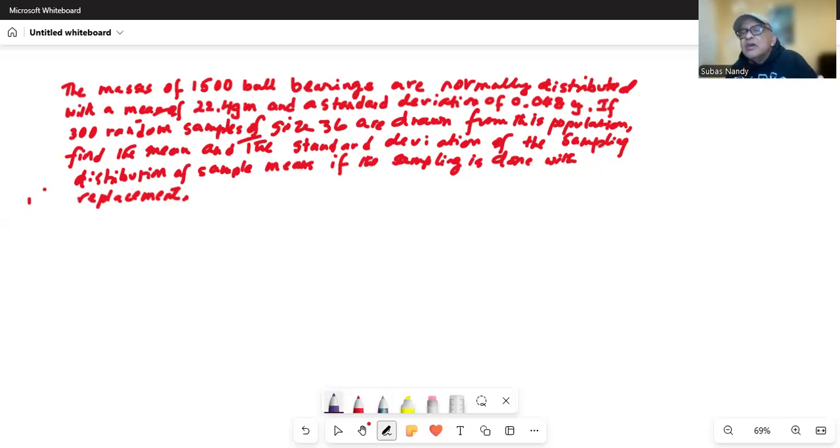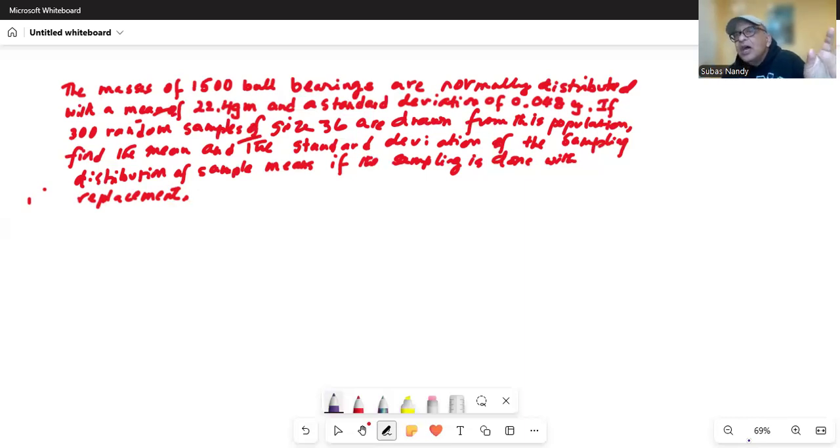You are taking one ball out of that 1500 balls population, you measure its weight, and you put it back in the population. So that ball again becomes a part of the population which you had selected the first time around. Now again you will have 1500 ball bearings from which you draw another sample. Remember the sample size is one, of course. So another sample you are drawing. You keep doing this every time.